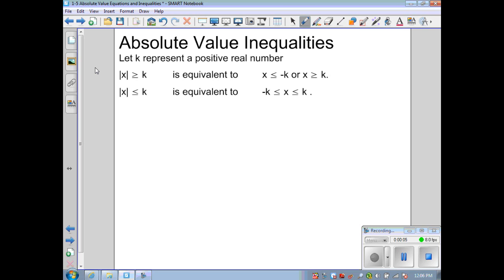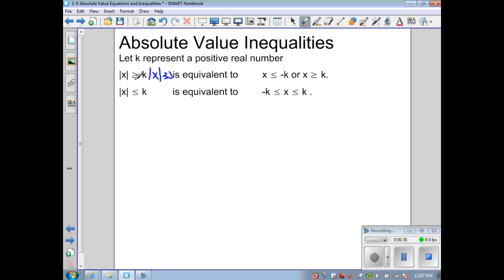Section 1.5 continued. Absolute value inequalities. Let k represent a positive real number. Here we have the absolute value of x is greater than or equal to k. Let's say that would be the absolute value of x is greater than or equal to 3. That means that x can be any value greater than 3 and also any value less than negative 3, because when you take the absolute value of it, that will work into our solution.